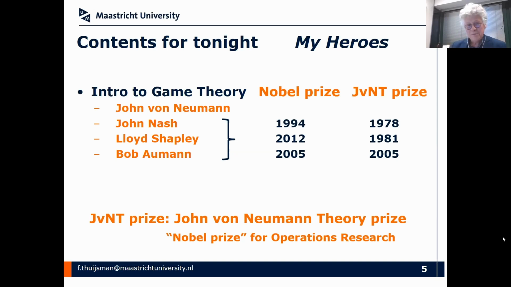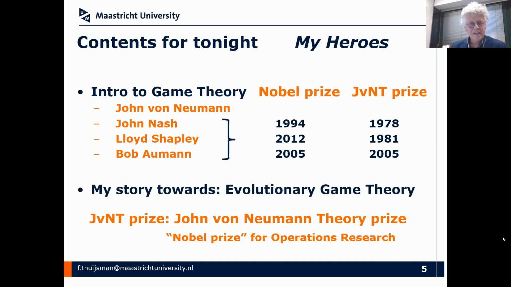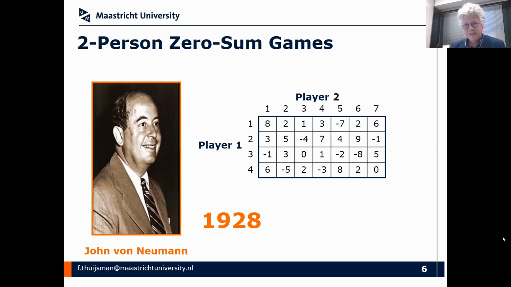Now, all these people are mathematicians, and I'm too. So I will confront you with a few equations here or there. Don't worry too much about it. If you understand, it's fine. If you don't understand, I'll try to give you the interpretation as well. At the end, I want to give you also my story, how my story relates to these people and how my work relates to these people and how it led to more recent activities in the field of so-called evolutionary game theory. But let's start with basics.